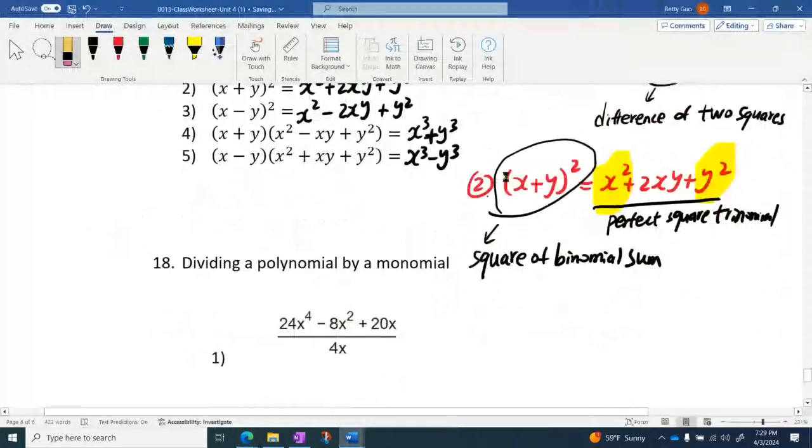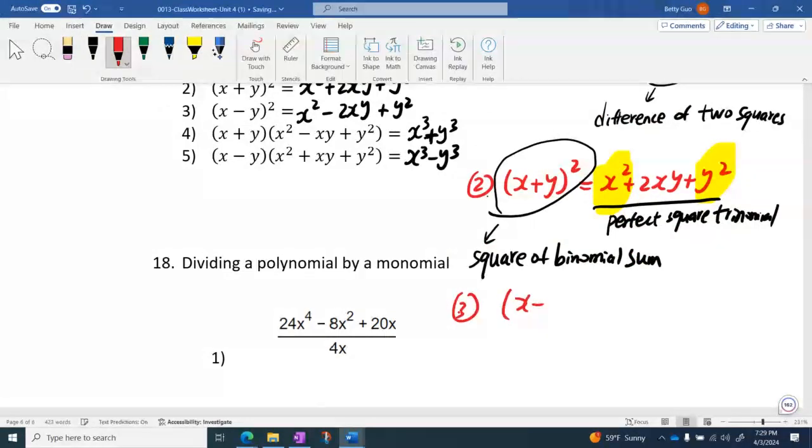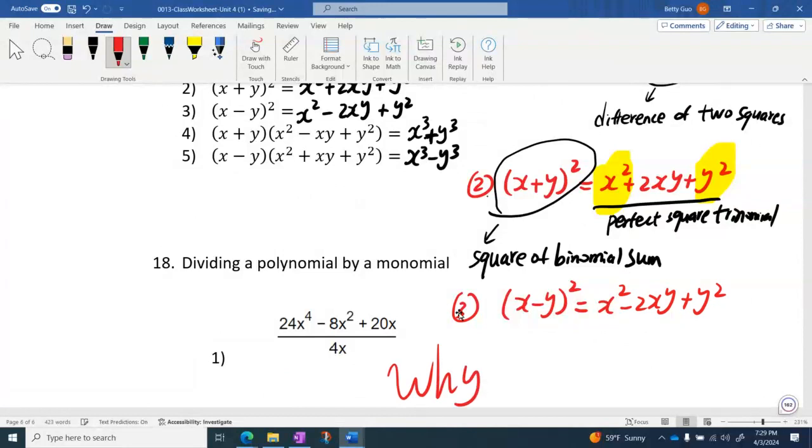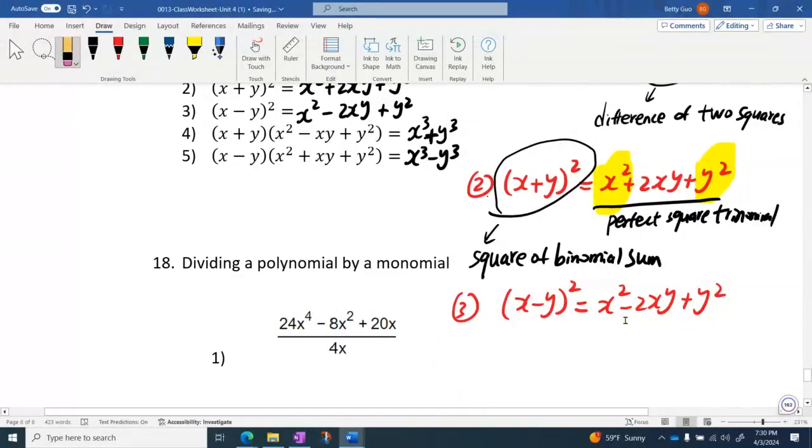Next, number 3. Number 3, this formula is x minus y to the power of 2 equals x squared minus 2xy plus y squared. About why we have this formula, you just proved it. You just proved x minus y to the power 2 equals x squared minus 2xy plus y squared. If you have a question, you can ask Amanda and Jill, all right?